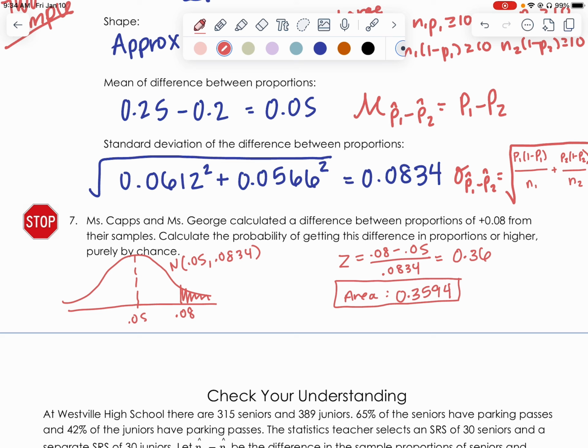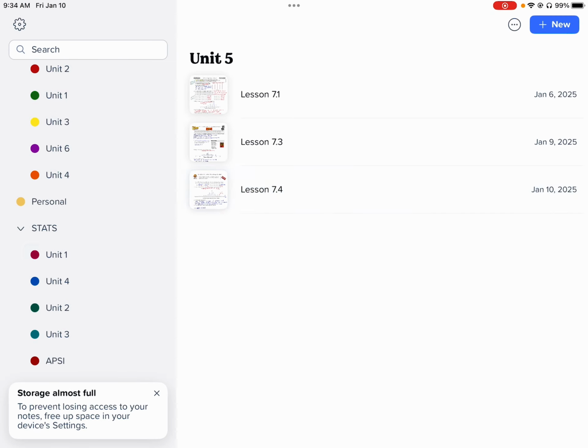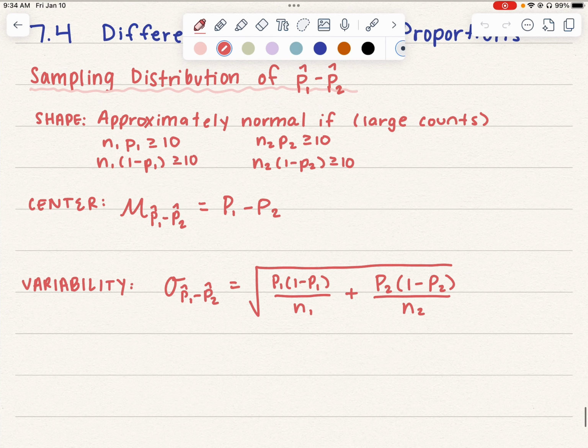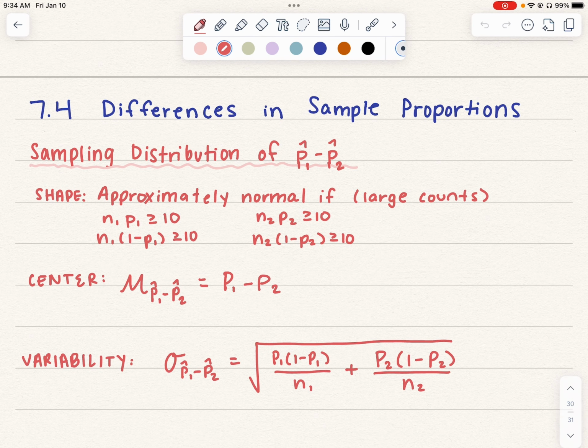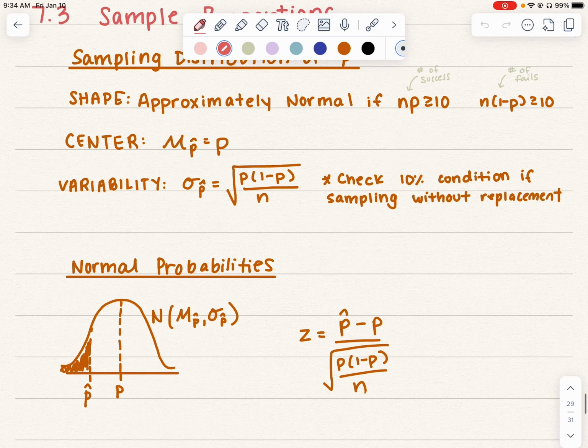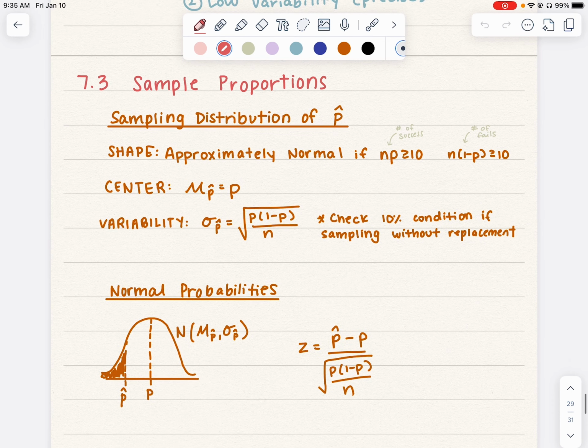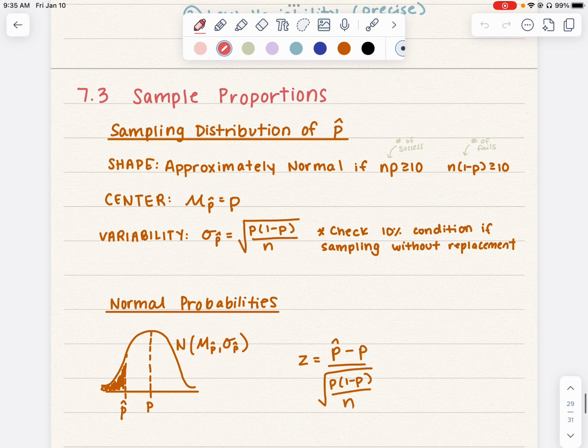Let's go ahead and write our keepers. Hopefully they've loaded. Oh, there they are. Oh, and here's our keepers for today. Real quick, I just want to show you 7.3's keepers in case you did not get them in class yesterday. You can pause this and copy them down.